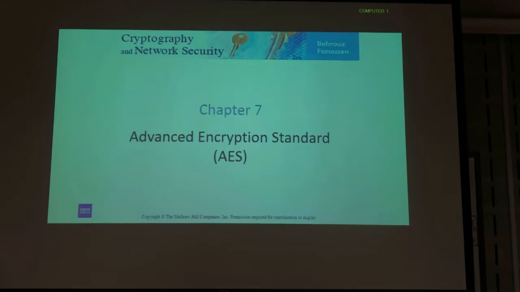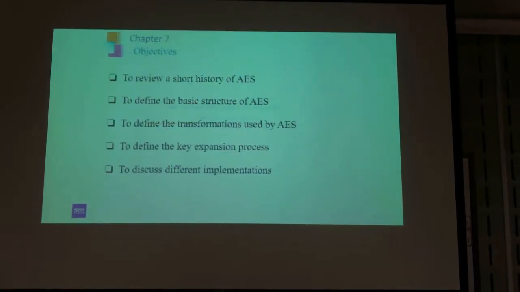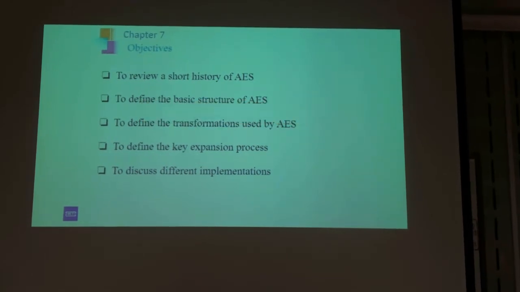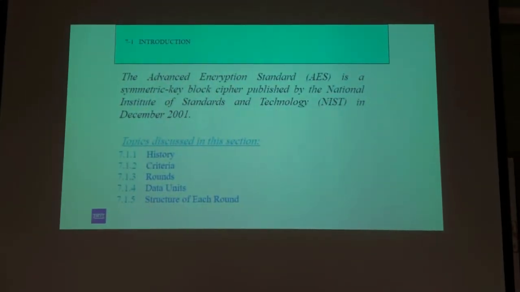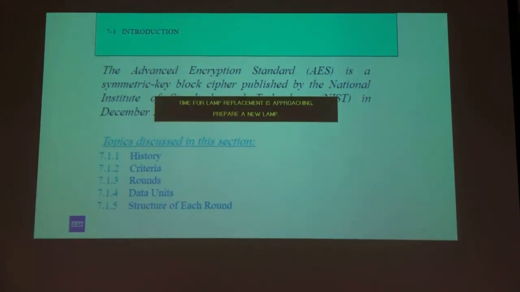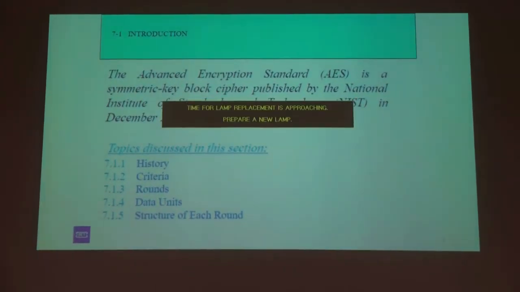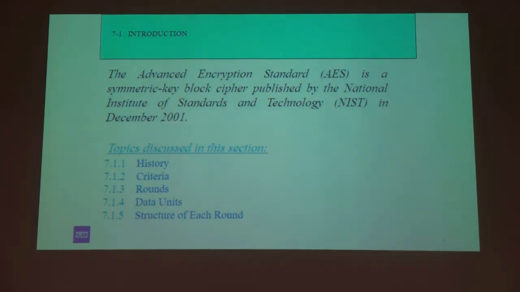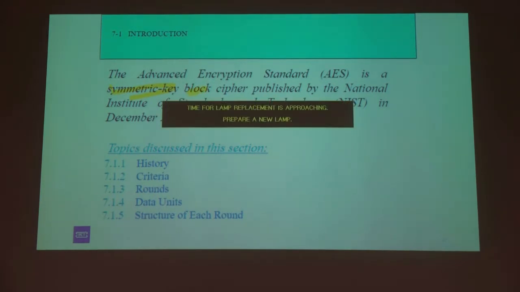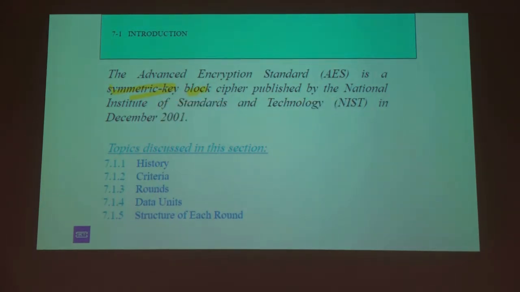All right, so Advanced Encryption Standard, AES. AES is a symmetric key block cipher. It's a symmetric key first. That means how many keys are we going to have? One shared key, not a private key. So it's a symmetric key, and it's a block cipher. It was published by the National Institute of Standards and Technology, NIST, in 2001.